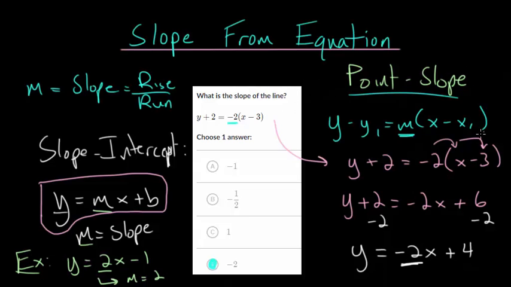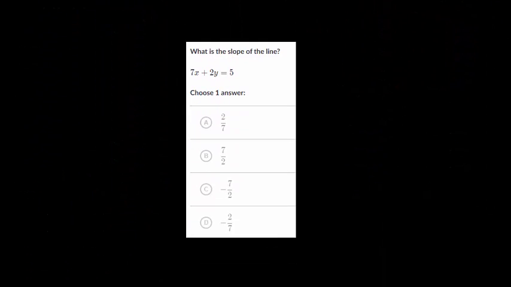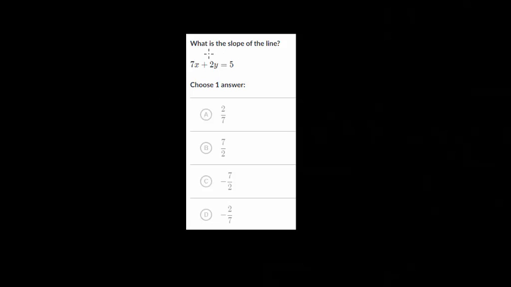So let's try a different problem now. And this one is actually given in standard form, which is not super useful for us for finding the slope of a line. There are formulas you can memorize, but I prefer not to memorize formulas, so let's just think this through using basic principles.